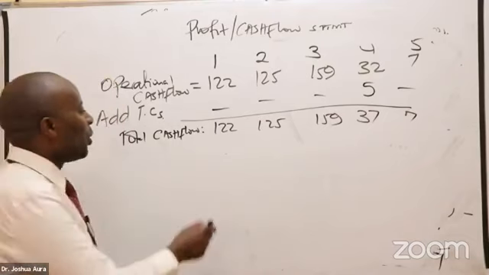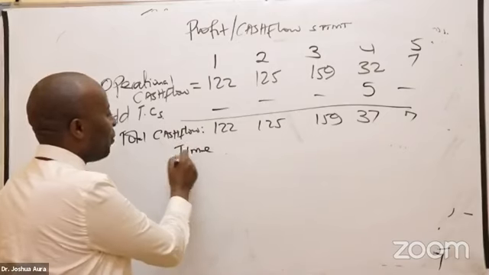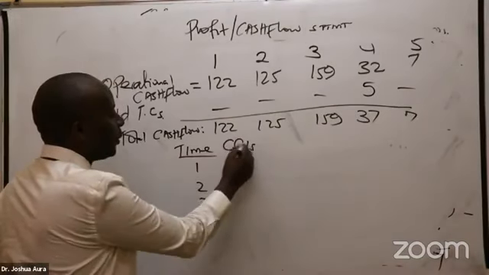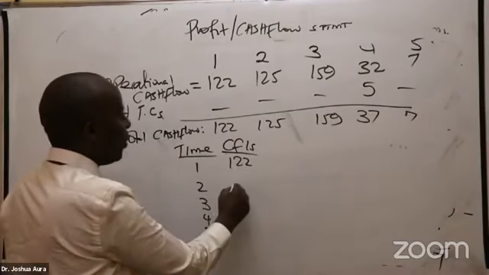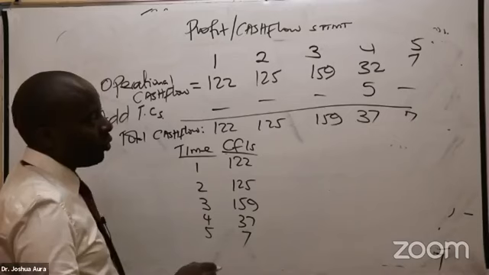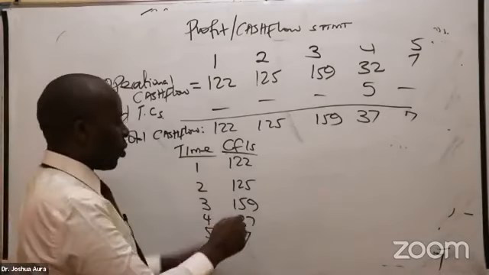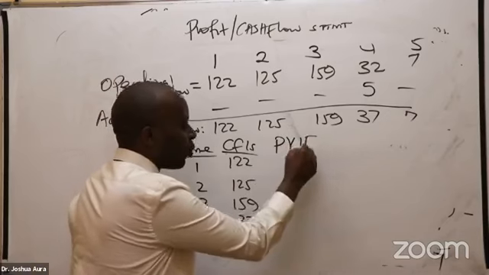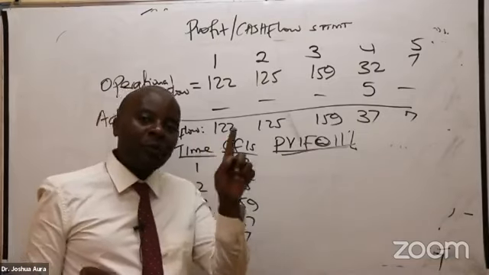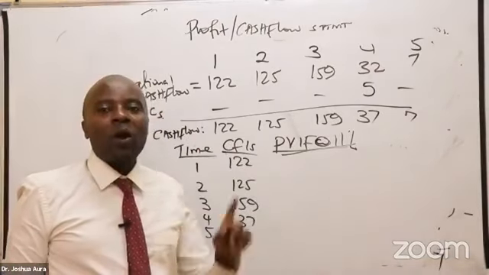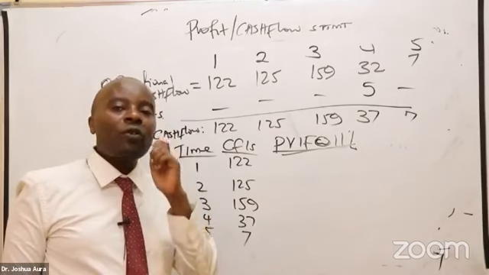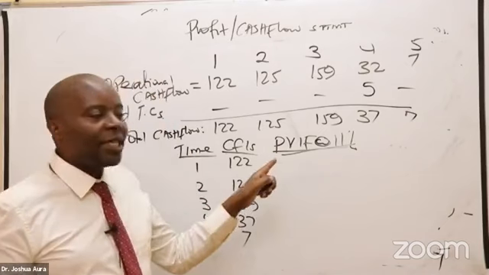So what I will do, I will rewrite this cash flow statement of mine in this way. So we have year 1, year 2, year 3, year 4, year 5. Come and give us our cash flows. So our cash flows here, we have 122, we have 125, we have 159, we have 37, and then we have 7 there. So because these are fluctuating cash flows, you need to introduce what we call PVIF. PVIF at what cost of capital? Remember, we had computed our cost of capital from the very beginning up there, using Fisher's equation because of the general rate of inflation, and it was 11%.